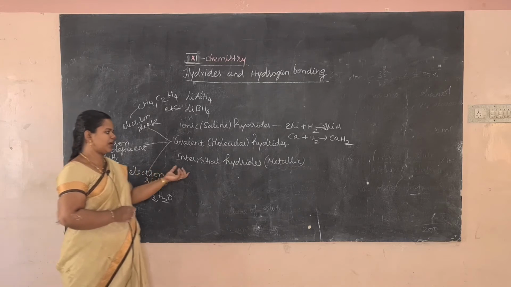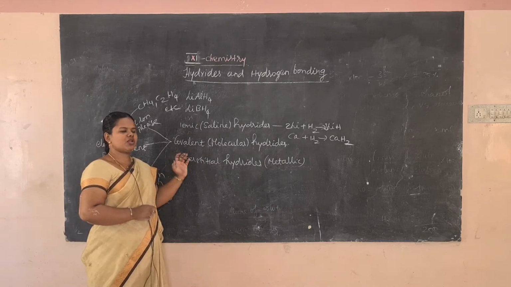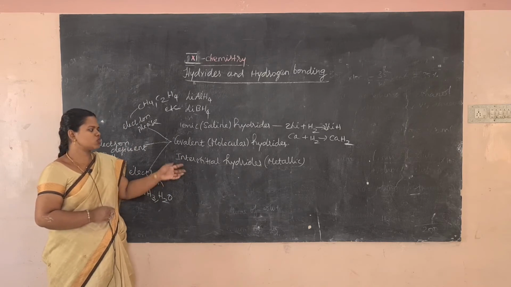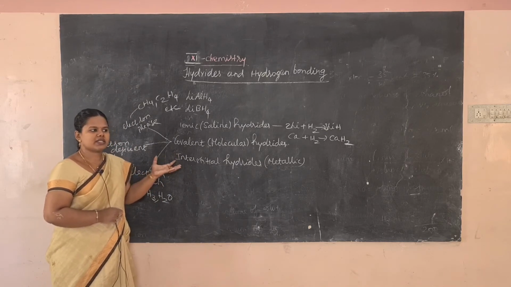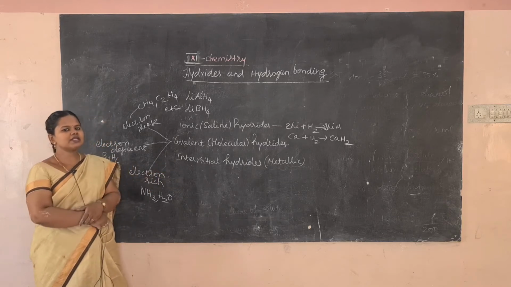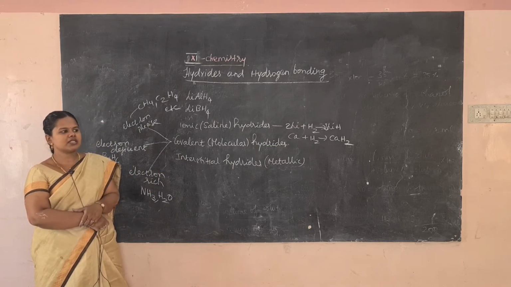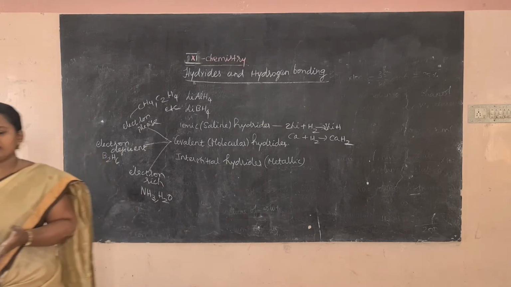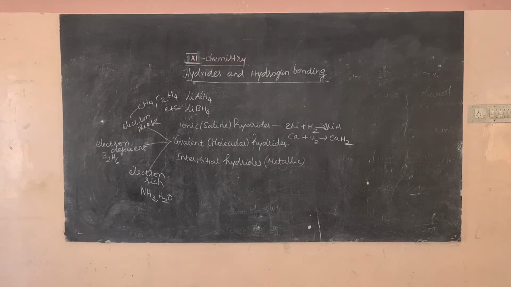Then interstitial hydride. Here the hydrogen will occupy the interstitial positions, that is the voids in the crystal. So it is known as interstitial hydrides. These interstitial compounds are very much important. They occupy the voids and have some variation in their composition. They are thermally unstable and largely used for storage purposes.